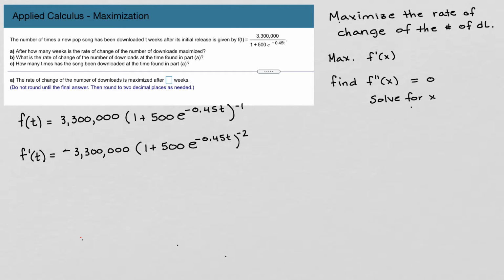But I have to multiply by the derivative of the inside, which is 500 e to the negative 0.45t times the derivative of the exponent, which is negative 0.45. Okay, so now I'm going to take negative 3.3 million times 500 times a negative 0.45 and multiply those together. And I get 742,500,000.